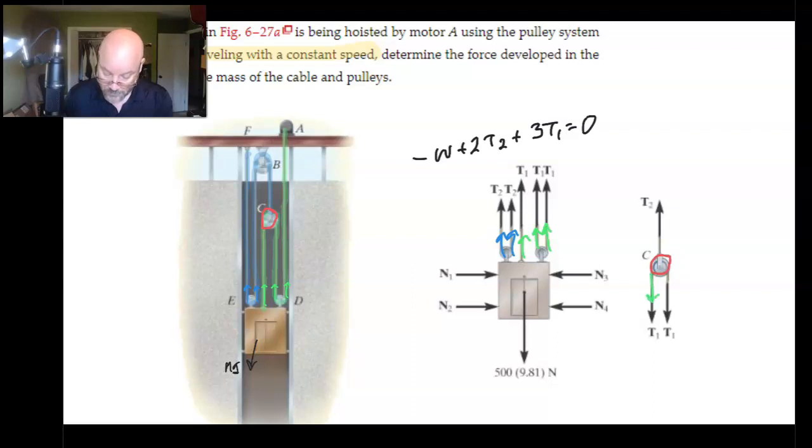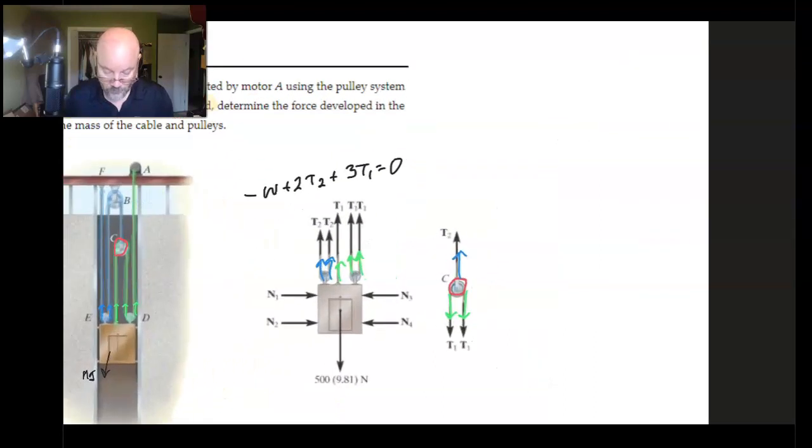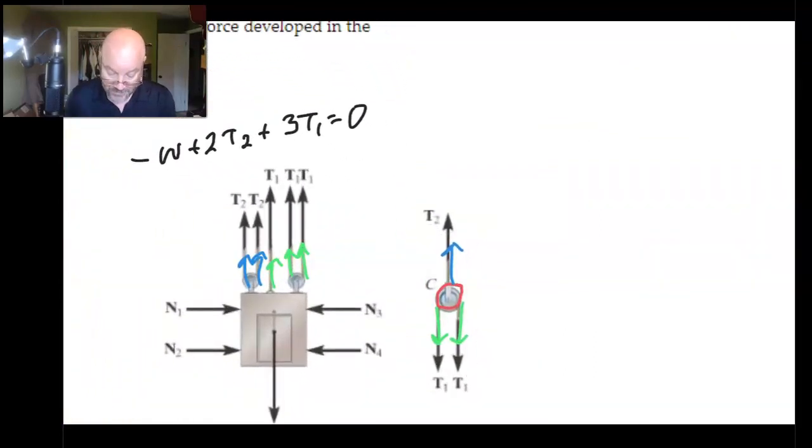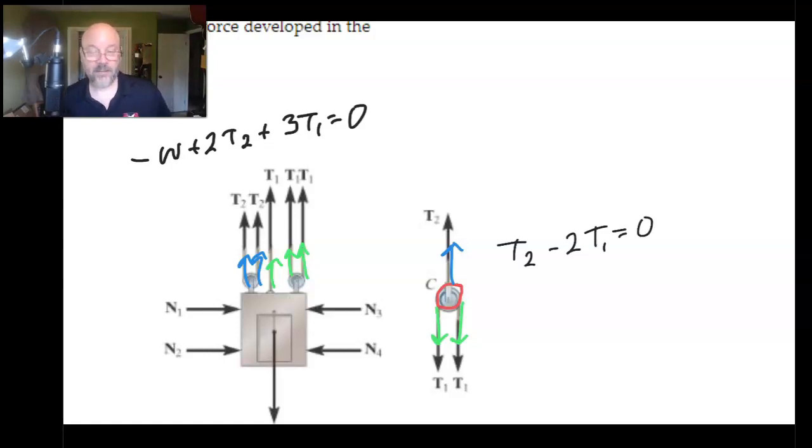T1 is the green, and T2 is the blue, just like that. So now I get another equation, which is going to be that this is T2 up minus 2T1 down is equal to 0. And at this point, the analysis part is done, the engineering's done, the physics is done. It's just an algebra problem with 2 equations and 2 unknowns. We just solve that. Piece of cake.